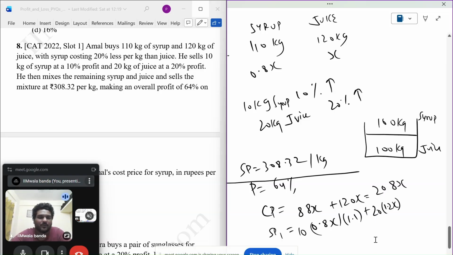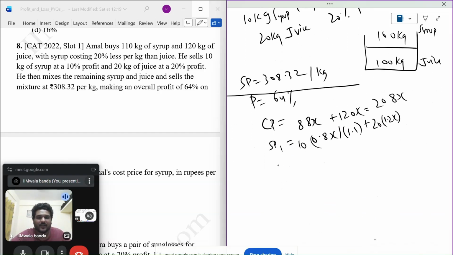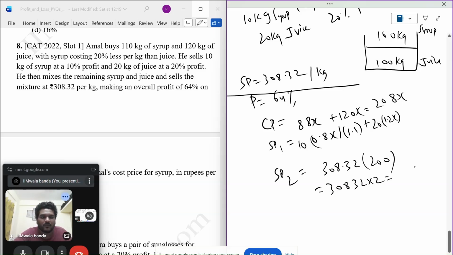So I don't need to do any mixture and allegation here. I know that SP2 will be 308.32 into total number of kg. So this is 200 kgs, right? So he sold it at 308.32 per kg. I thought we have to do some kind of fraction, see how syrup and juice are getting affected, but we don't need to. So it's basically 308.32 into 2, which is 61664.